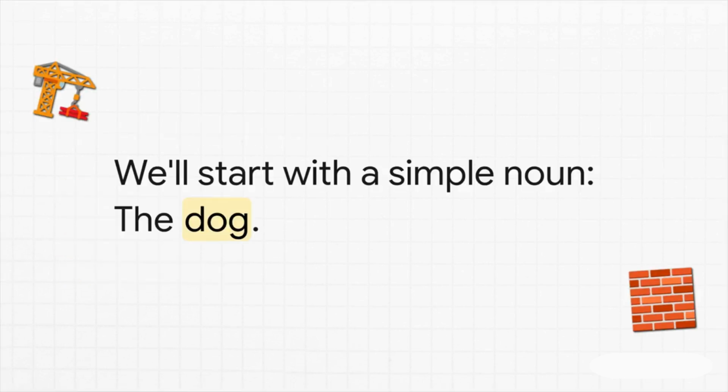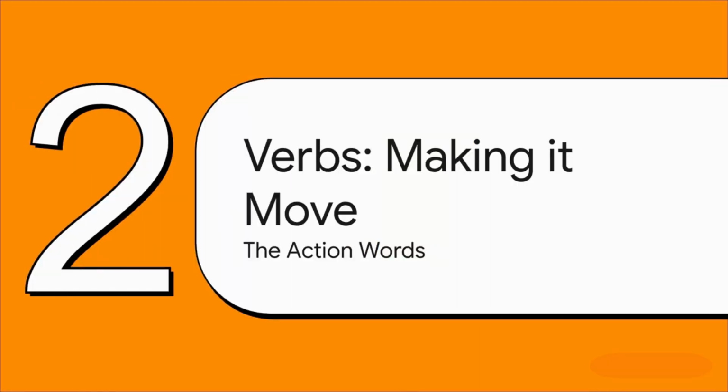Okay, so let's build a sentence from scratch, together. We're going to start with one simple noun, dog. This is our subject. It's the foundation we're going to build everything else on. Right now, our sentence is, well, it's just the dog. Kind of boring, right? It's not doing anything. So we need to add our second building block to give it some life. It is time for verbs.